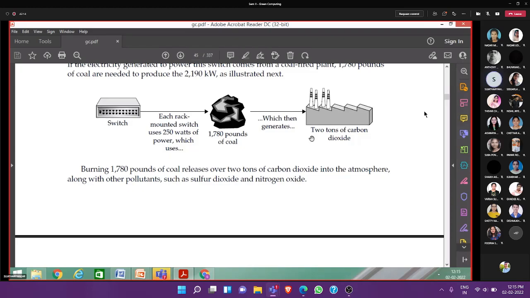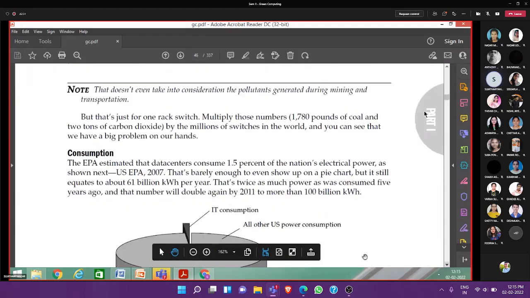Okay. So burning 1780 pounds of coal releases over 2 tons of carbon dioxide into the atmosphere, along with other pollutants such as sulfur dioxide and nitrogen oxide. But that's just for 1 rack switch. Multiply those numbers by the millions of switches in the world, and you can see that we have a big problem on our hands. Consumption.